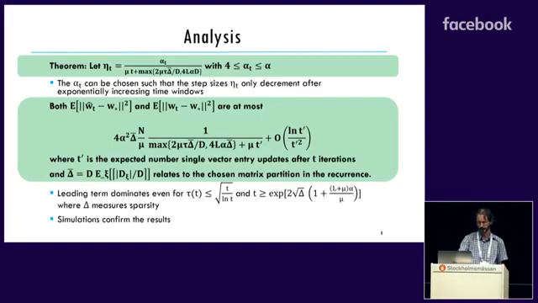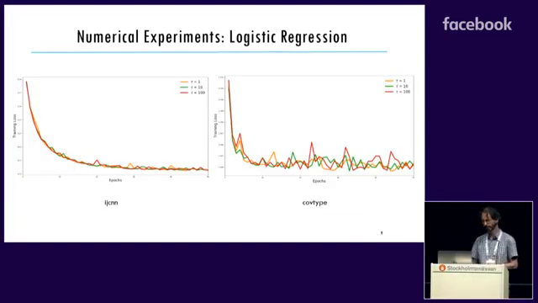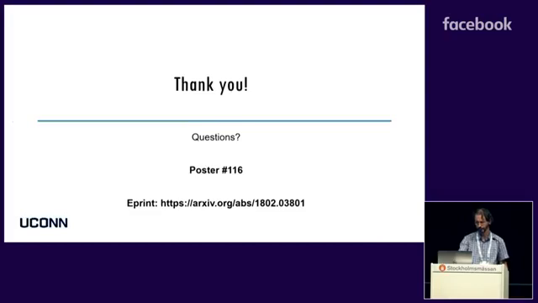Simulations actually confirm our results. For logistic regression, for two experiments, we see that indeed for large tau, we see very little effect or no effect at all. So thank you so much, and I hope you can come to the poster.